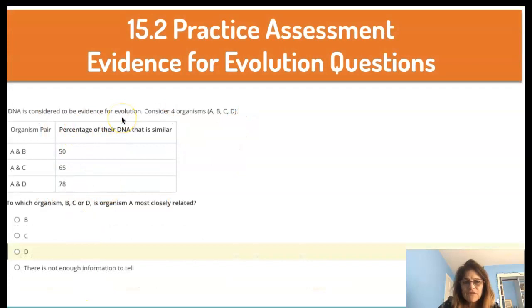DNA is considered to be evidence for evolution. Consider 4 organisms. To which organism, B, C, or D, is organism A most closely related? It's most closely related to D because they have 78% of their DNA in common.